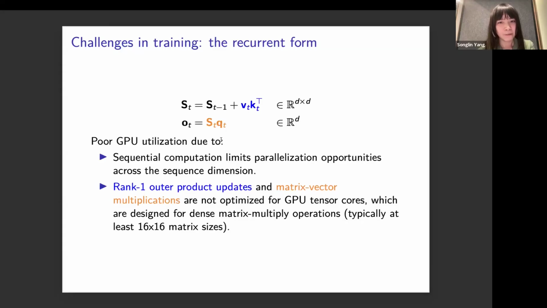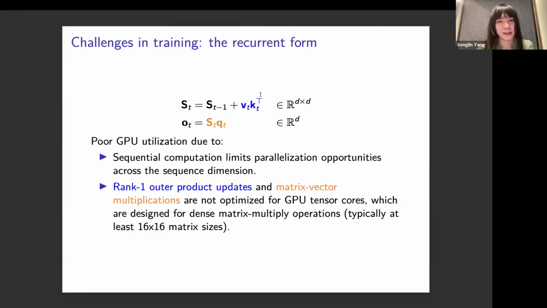Next, we have the recurrent form, which is very efficient in inference, but is not necessarily efficient during training. Here we can see we have a sequential computation on the hidden state. We have a cumulative sum. This sequential computation will limit the parallelism across the sequence length dimension.